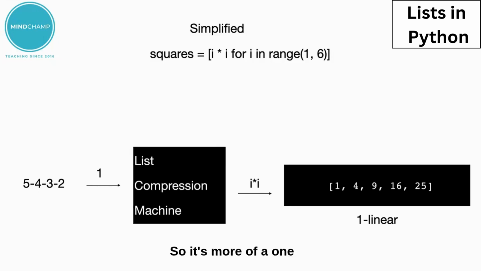So it's more of a one-line sort of program, as you can see in the diagram. Each number will go one by one. It will get squared and will be stored in the list.